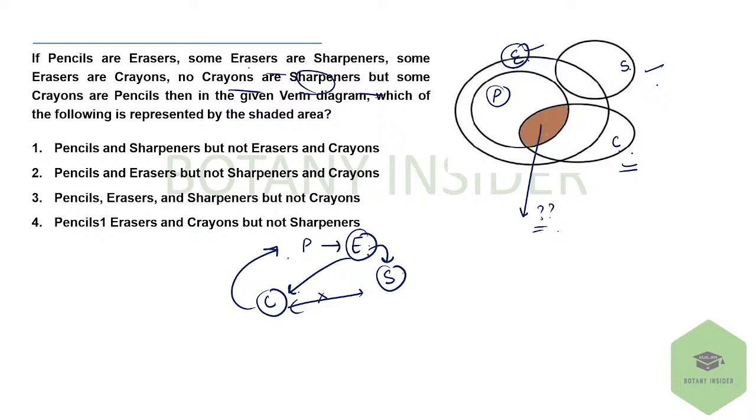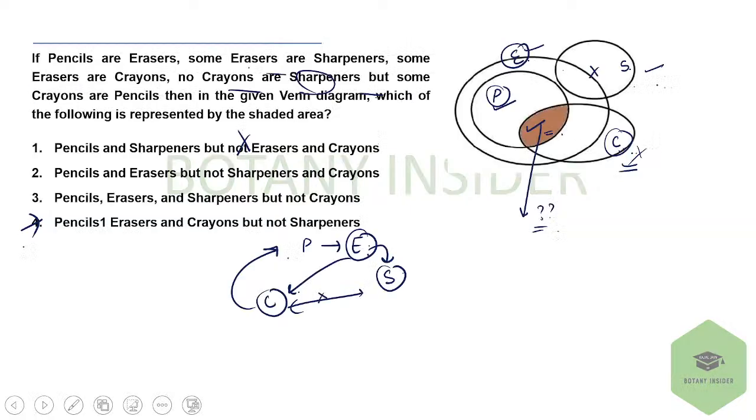Now, this particular area is pencil plus sharpeners. No, these are pencils, erasers, but no sharpeners in crayon. No, crayons are also there. Then pencil, sharpener, eraser, but no crayons. No, these are pencils and erasers and crayons, but no sharpeners. So the fourth is the correct answer for this particular question.